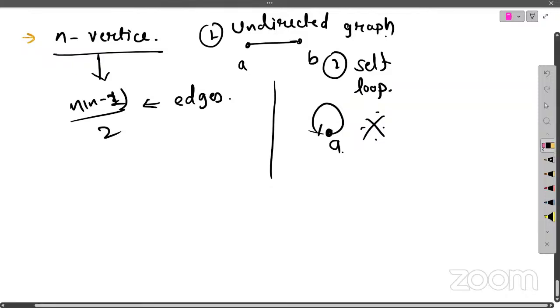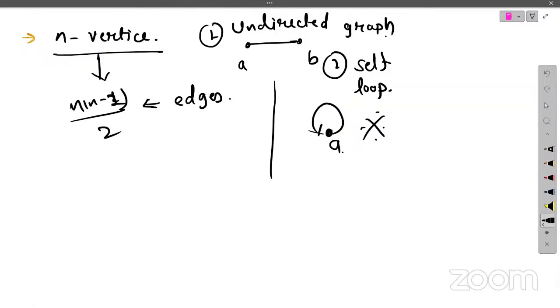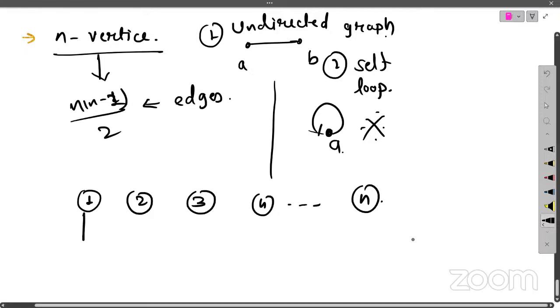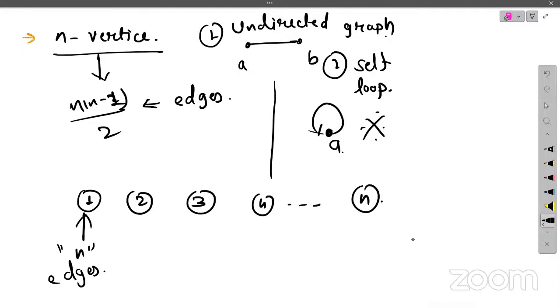Now here, suppose you have n vertices. Now we have to find out at max what are the number of edges. So suppose I'll list out n vertices: 1, 2, 3, 4, up to n. Now what happened? This one is connected to every other vertex. So if one is connected to every other vertex, how many edges are there? There will be n edges related to one. So again, I'll repeat, here we are finding what will be the maximum possible number of edges we can have in an undirected graph.